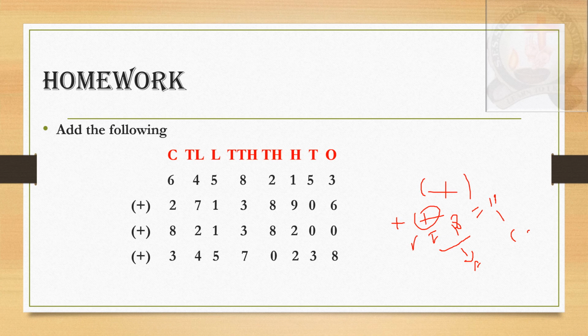Okay children, so this is what we have learned. It may be for 2 digit, 3 digit, 4 digit, 5 digit numbers, and 3 numbers, 4 numbers, 5 numbers. For every number it is very easy, children.